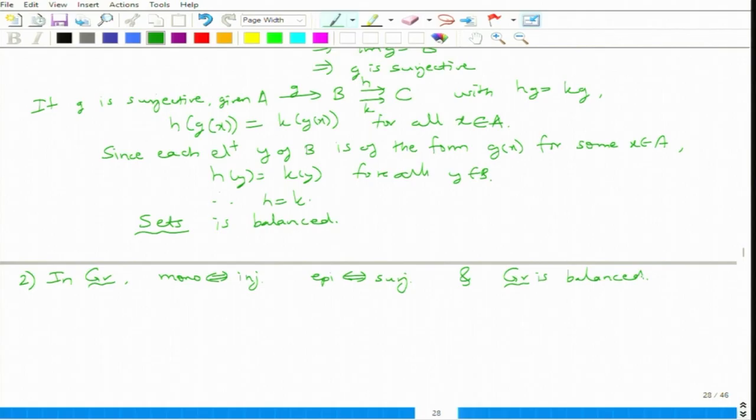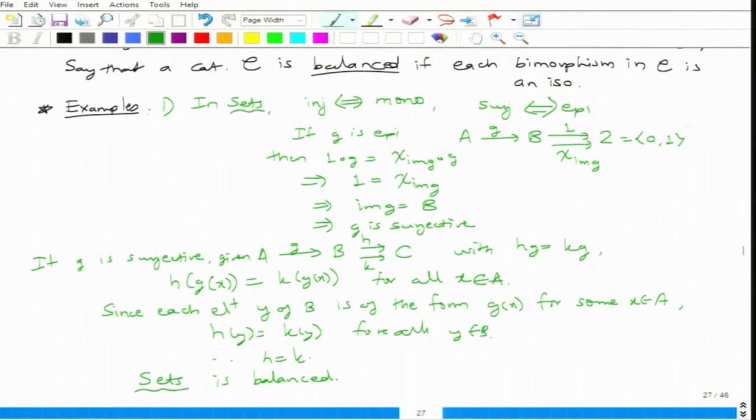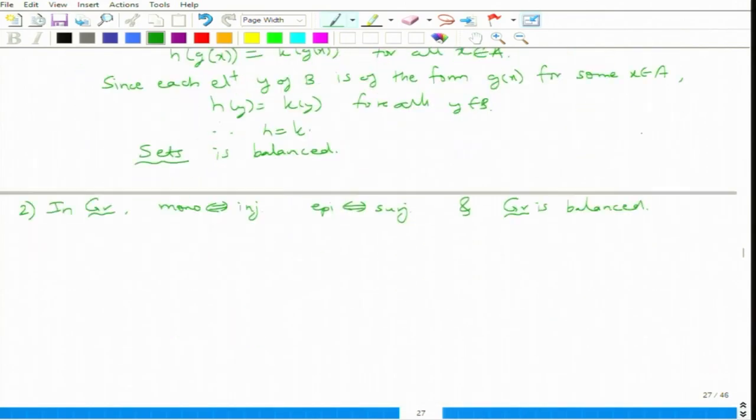This also holds, but there is one catch here. The proof that we used here used the two-element set. That two-element set we can't use in the case of groups, because a two-element group has very specific properties, so you don't want to do that. So the proof in fact uses something different. So which part was that? Epi implies surjective or surjective implies epi? Epi implies surjective.